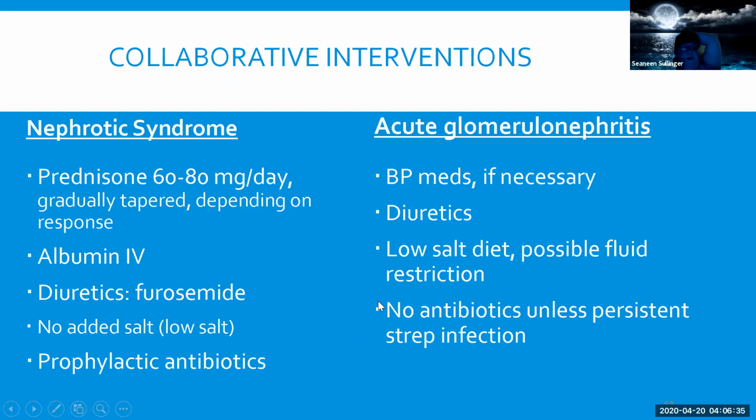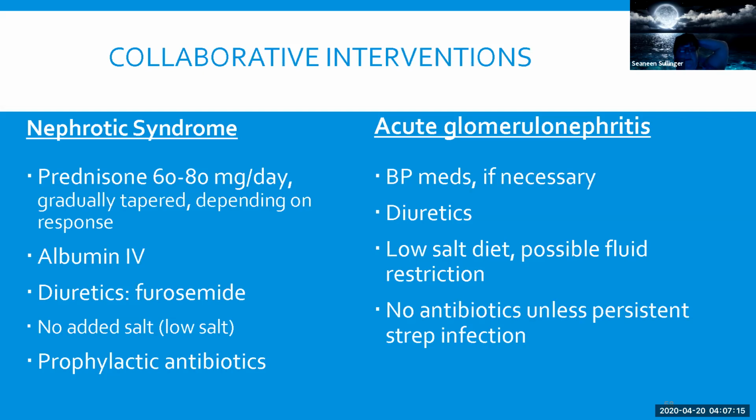So collaborative interventions comparing nephrotic syndrome and acute glomerulonephritis: the prednisone for the nephrotic syndrome because of the edema. And so prednisone, you start at a high loading dose, and then you taper it off over several weeks depending on the patient's response. They have a decreased albumin, so you can give that IV, different diuretics, the low salt, no salt, and then prophylactic antibiotics. And then for the glomerulonephritis, again, blood pressure medications if necessary, and diuretics are considered blood pressure medications.